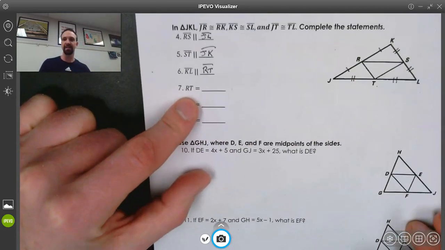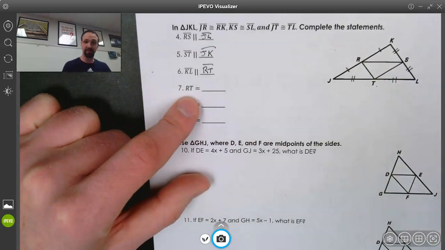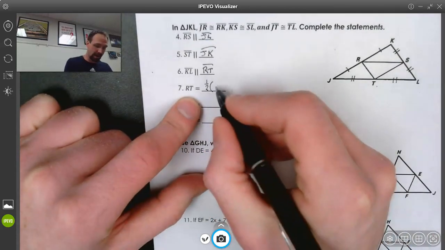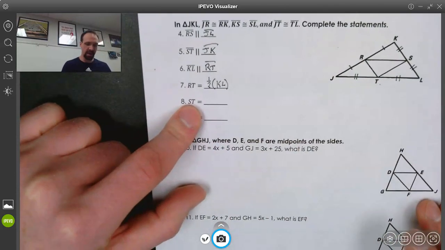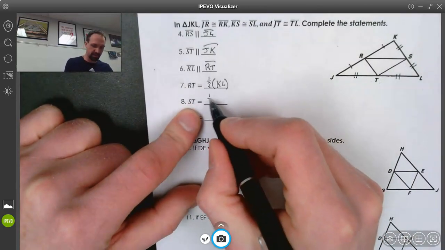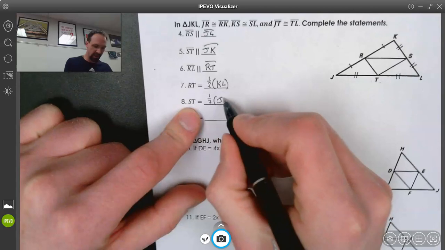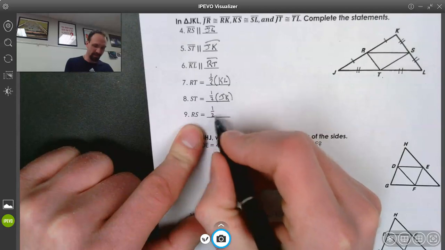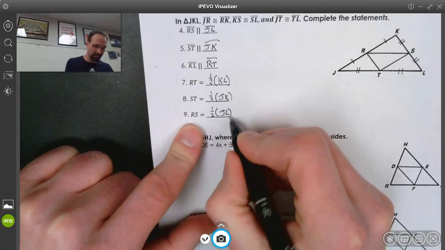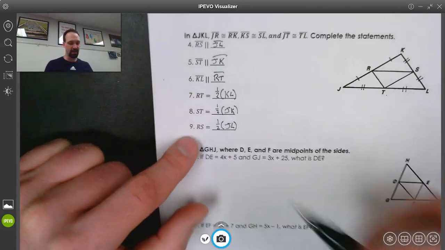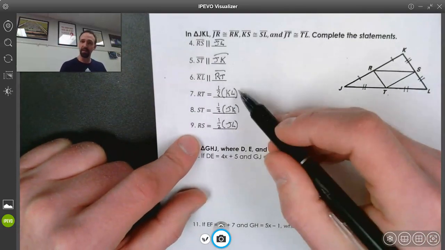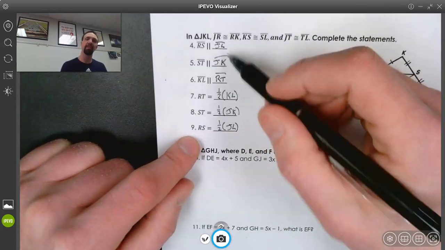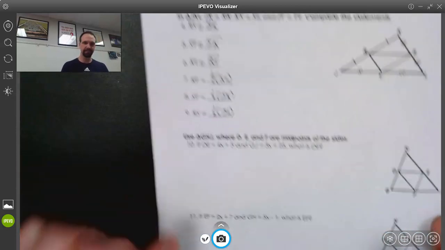And now it wants us to find the relationship. We know that RT is the smaller of the two, so segment RT is going to be 1/2 the length of KL. And then ST is going to be 1/2 the length of JK. And then RS is going to be 1/2 the length of JL. Notice that I did not use the bar symbol above these, and that is because these are lengths. So we get actual numbers or measurements, where here we're talking about the actual shape of the segment itself.